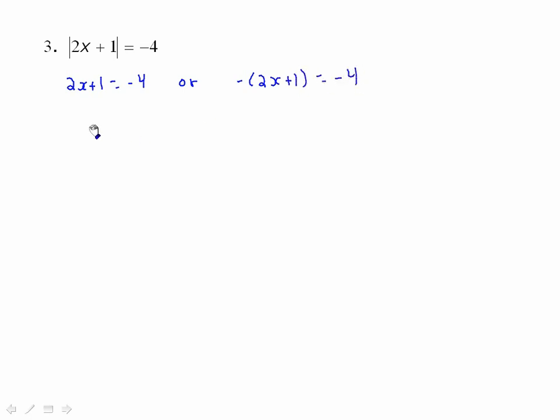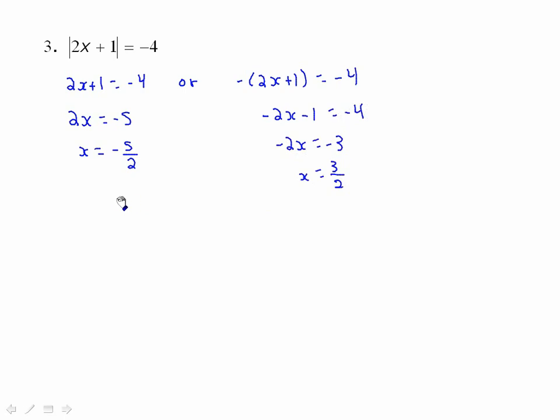If you didn't recognize what was going on, you'll get answers for this. You'll get 2x is equal to negative 5. Divide by 2, x is equal to negative 5 divided by 2. Okay. Here we get negative 2x minus 1 is equal to negative 4. So negative 2x is equal to negative 3. And then x is equal to 3 divided by 2.